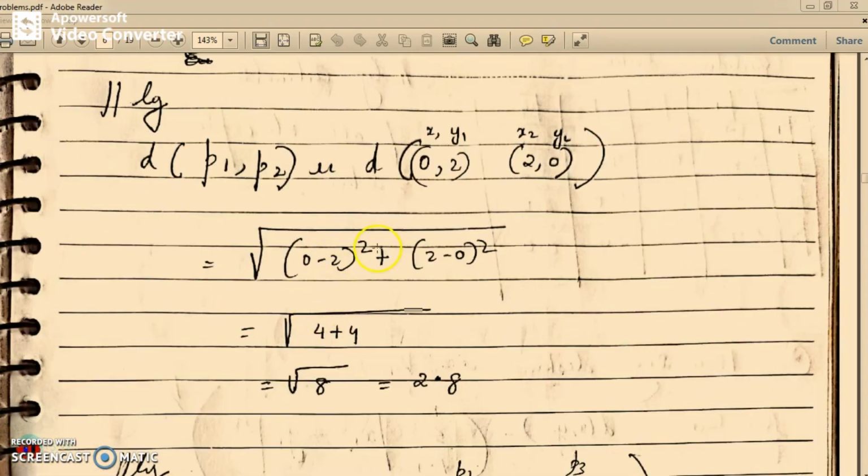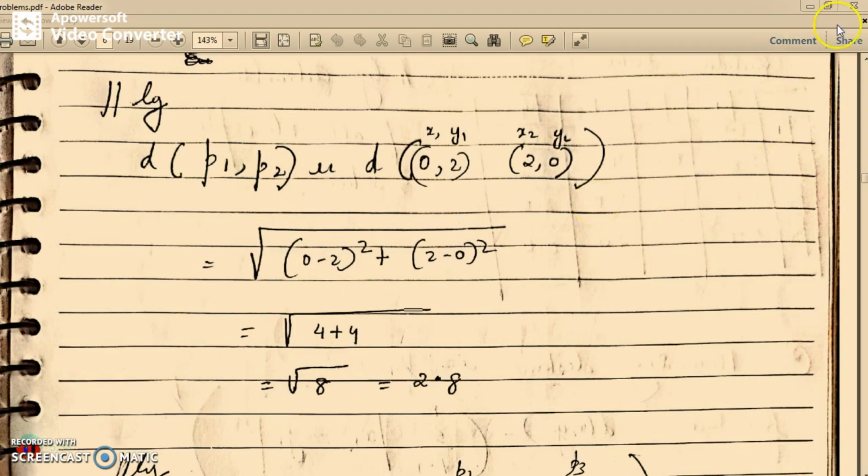I was saying about this here. It's the next part. Okay, so we get the square root of 8. So 2 square plus 2 square, that is 4 plus 4, 8. Square root of 8 is equal to 2.8. That is the distance between the 2 points P1 and P2.